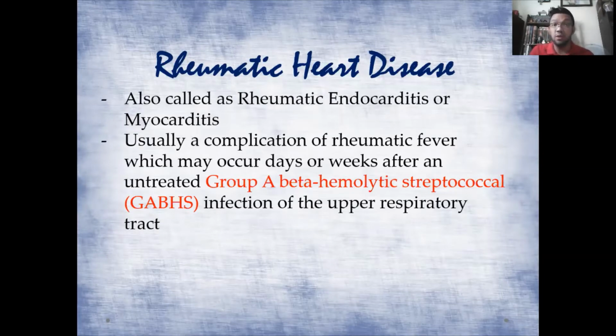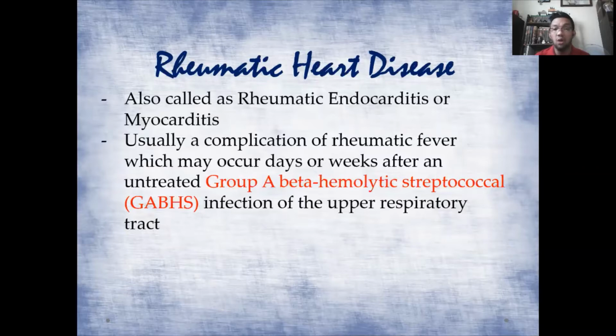It is also called rheumatic endocarditis or myocarditis, depending on which layer of the heart is infected. This is usually a complication of rheumatic fever. We are trying to avoid complications once rheumatic fever has been diagnosed, because this can later progress to rheumatic heart disease. It may occur within days or weeks after an untreated group A beta hemolytic streptococcal infection.